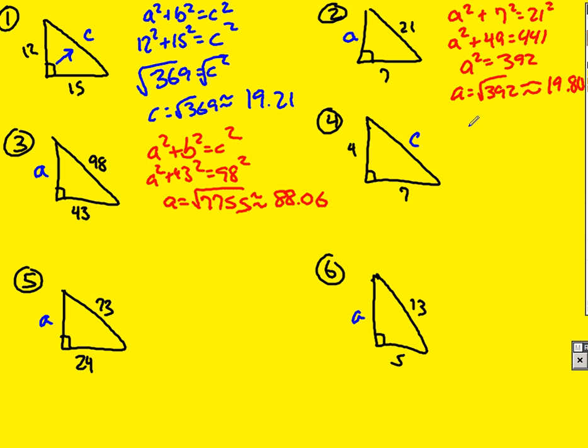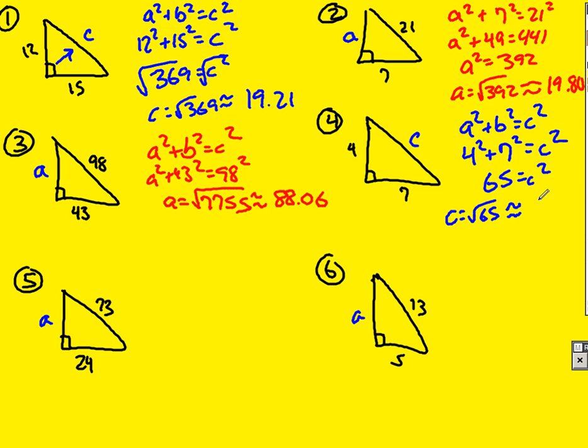Number 4 is the same as number 1. A squared plus B squared equals C squared. I want to find C, so this is straightforward. Just add up 4 squared and 7 squared. I end up getting 16 plus 49 is 65 for C squared, which means C is the square root of that, which approximates to be 8.06.